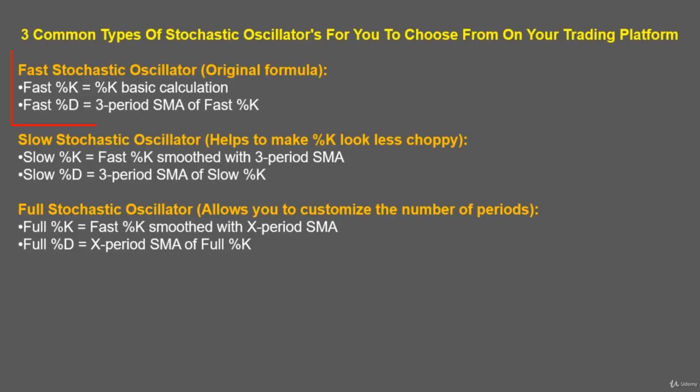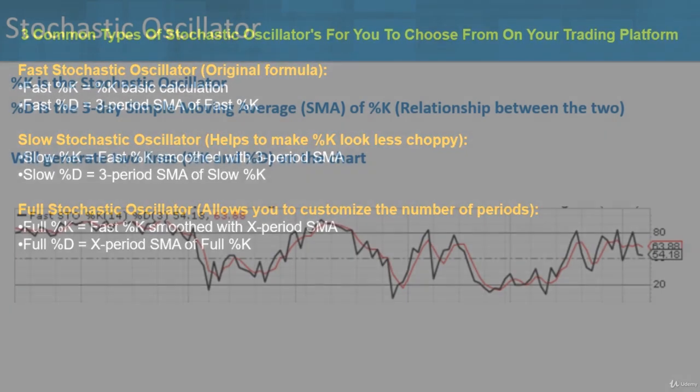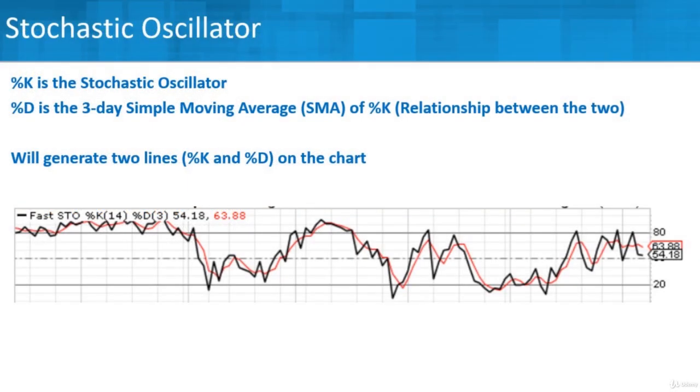I will tell you that most people use the original formula in the original format, so they're choosing, in effect, the fast stochastic oscillator if they have a choice on their trading platform. If you don't see choices, usually they give you one, but if it just says stochastic oscillator, understand that is the original formula and that is the fast one. Again, I wish better names.